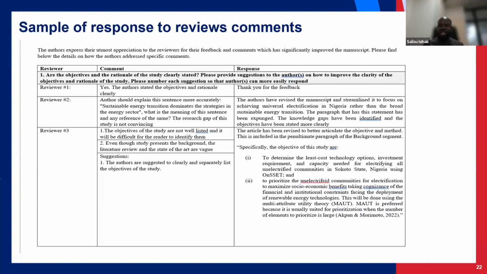So there are different tricks that you can do to go around that. Then the other issue around rejection has to do with plagiarism, which has to do with what we call publication ethics. Because one hour is not enough for us to talk about the ethics of publication, that is why I didn't bring it on.